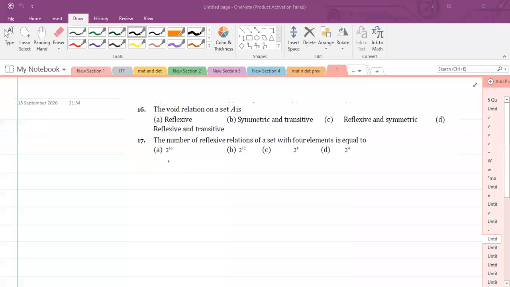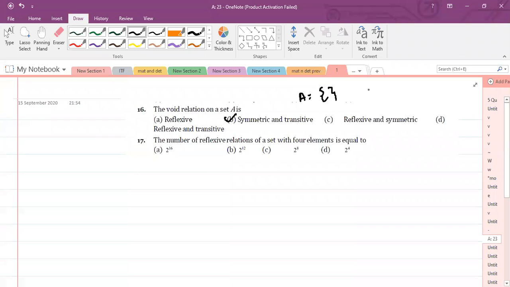Question number 16 is option B. Because if you have a relation A equal to a null relation, then definitely it will not be reflexive, but it is symmetric and transitive. So why is it symmetric and transitive?